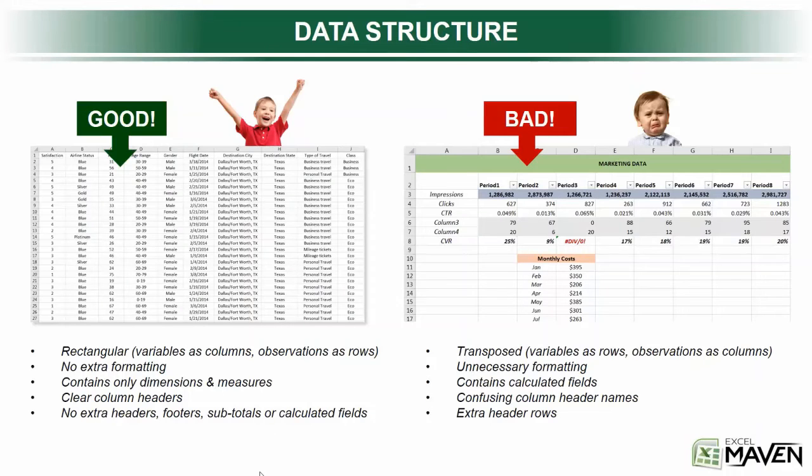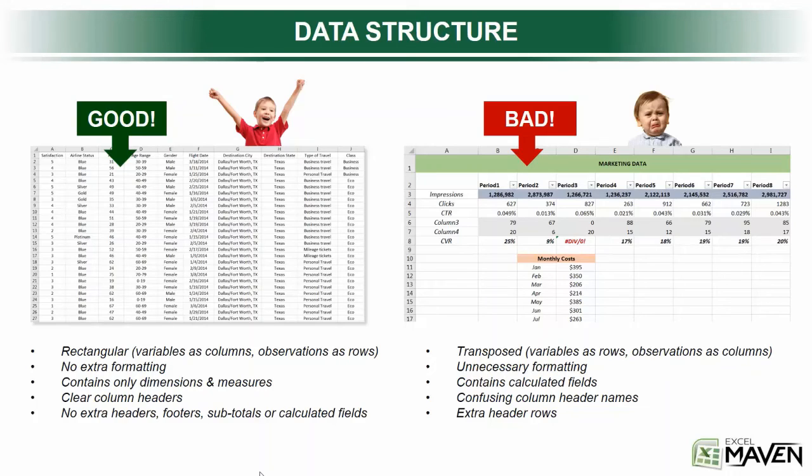Alright, now before we get our hands dirty and start working with actual pivots, it's incredibly important to understand that a pivot table is only as strong as the data behind it. There is a right and a wrong way to structure your source data, and this lecture is about helping you understand the difference. A good data structure is rectangular, with variables laid out as columns with clear header names, and observations laid out as rows. If your data is flip-flopped or transposed, you really won't be able to analyze it in any sort of logical way using a pivot.